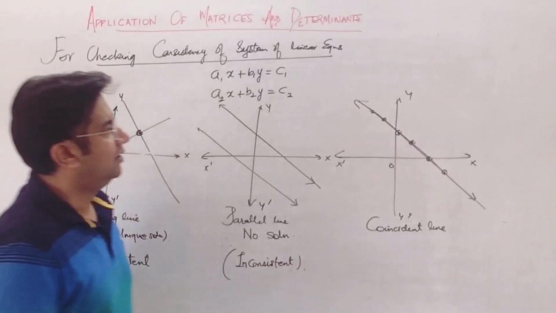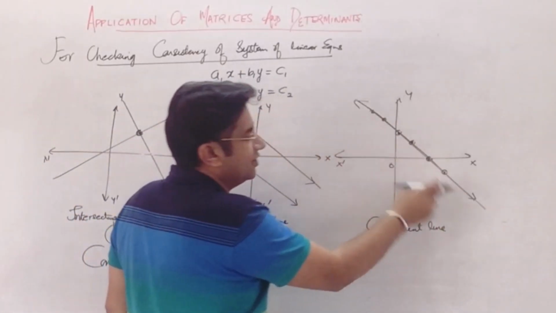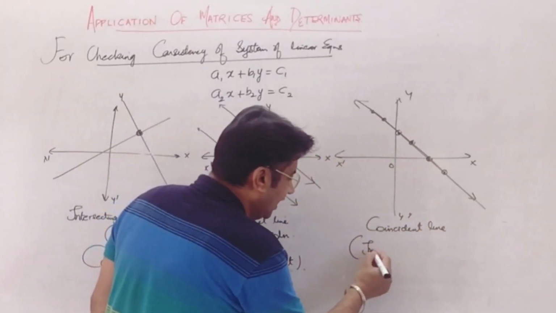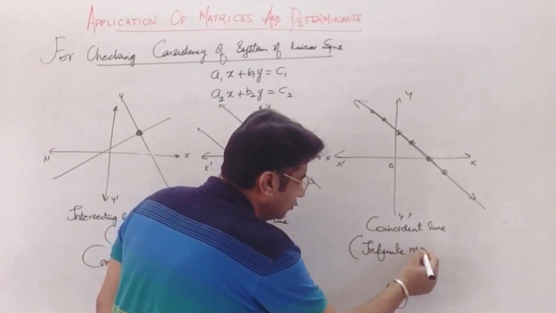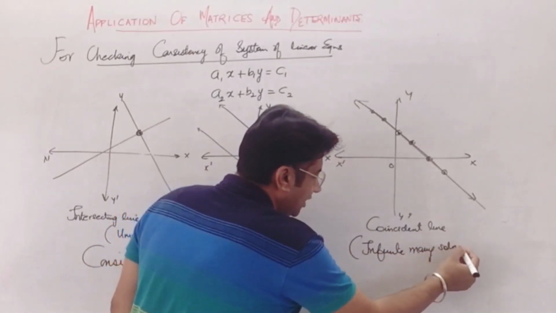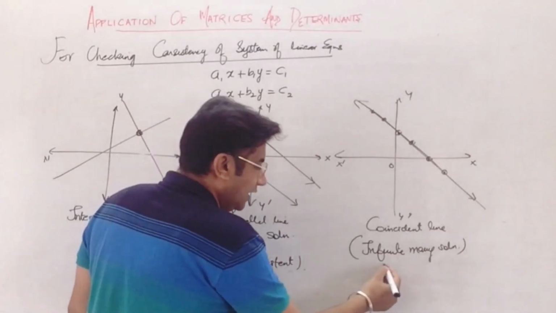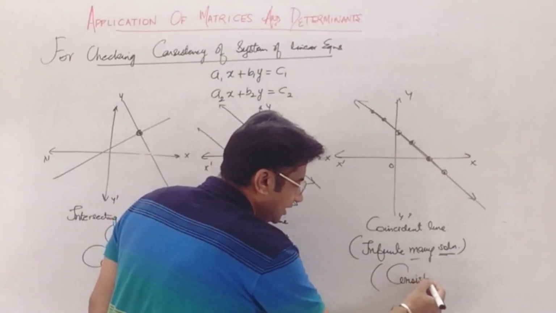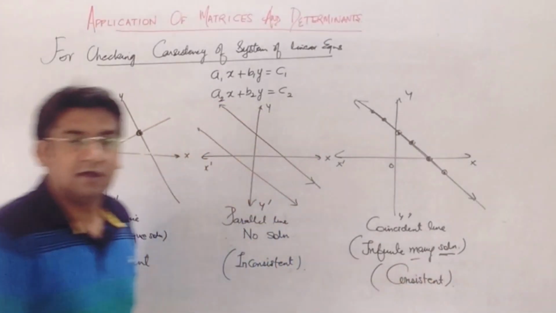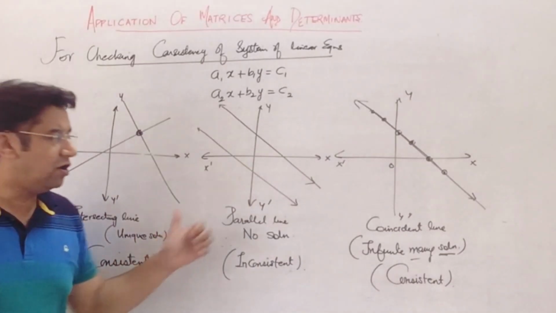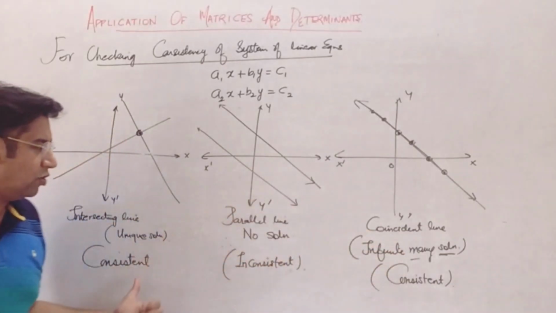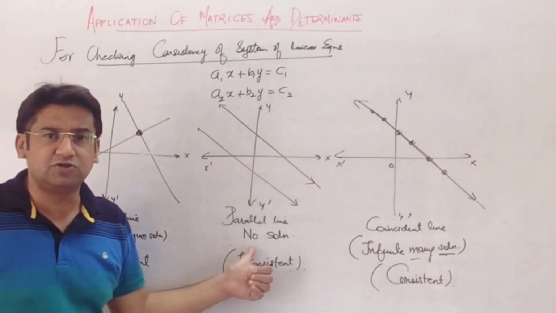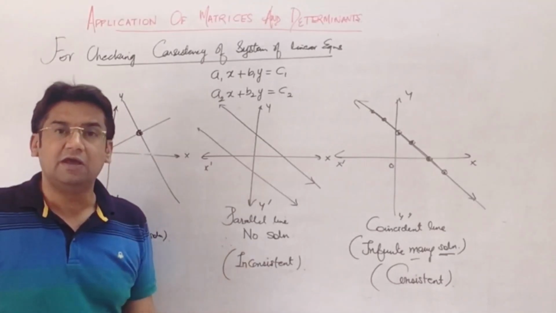And lastly, if the two lines are overlapping with each other, we are getting so many solutions. So we'll write infinitely many solutions. And in the case of infinite solutions, it also has a solution, so many solutions, therefore it is consistent. Hence, if you have one solution or if you have so many solutions, both systems are said to be consistent. If you are not getting any solution, then that system is said to be inconsistent.